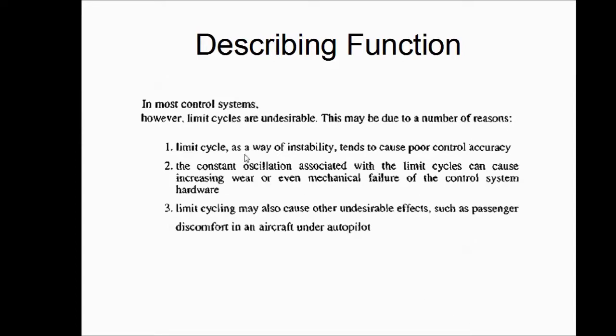In most control systems, though, limit cycles are undesirable, and this could happen because of many reasons. Limit cycling, as a form of instability, tends to cause poor control accuracy. The constant oscillation can cause increased wear or even mechanical failure of the control system. Limit cycling also causes other undesirable effects, such as passenger discomfort in an aircraft under autopilot.